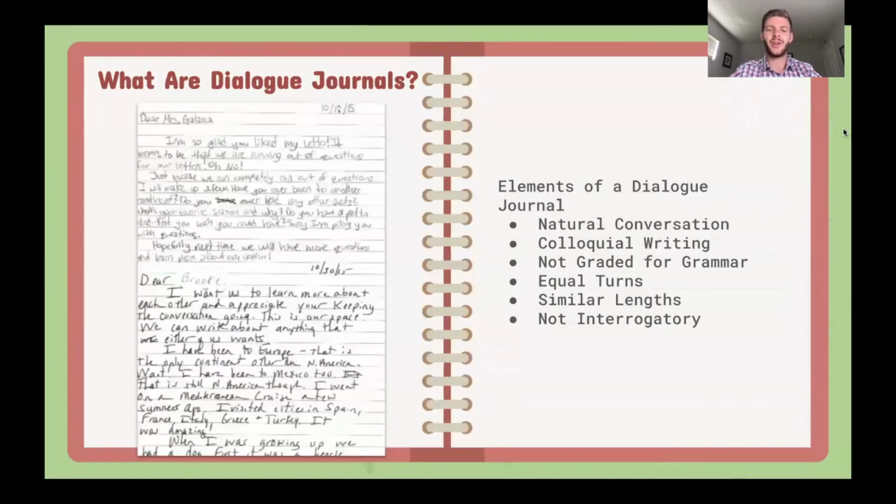So what are dialogue journals? Dialogue journals are a way to facilitate written conversation between teachers and students about a wide range of topics, and they're proven to improve TSRs. How do dialogue journals work?